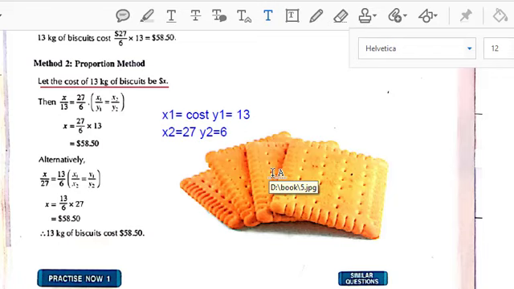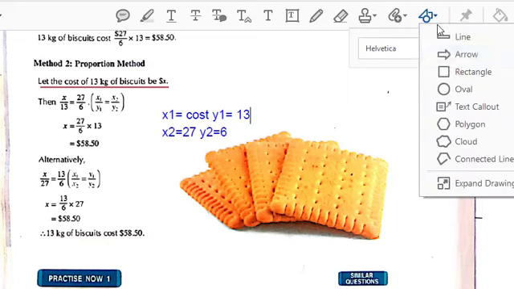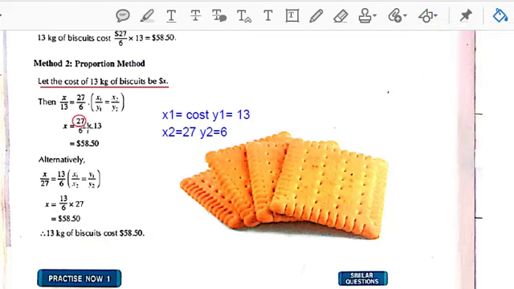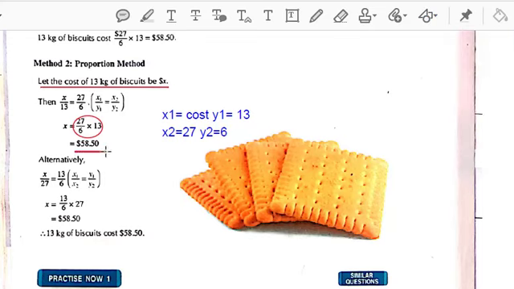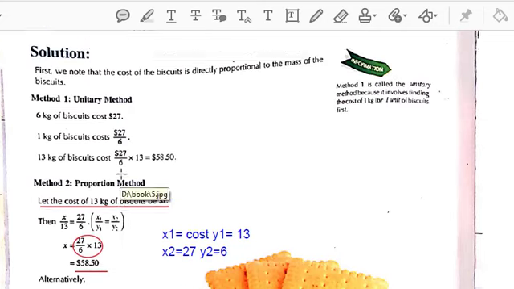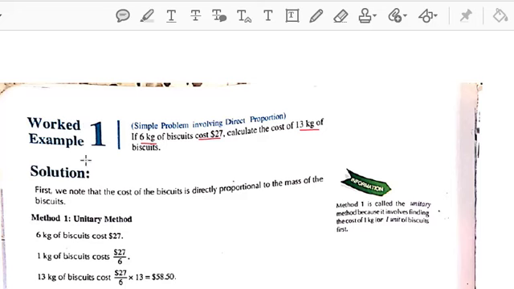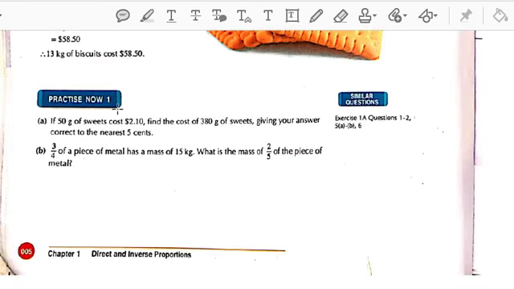And if you use these two equations in the proportion method, you will get x1 divided by y1 equals x2 over y2. And if you use all the values here, 27 by 6 multiplied by 13, then you will get the final answer, and that is 58.50. If you calculate using your calculator, you will get 58.50. So this was worked example 1.